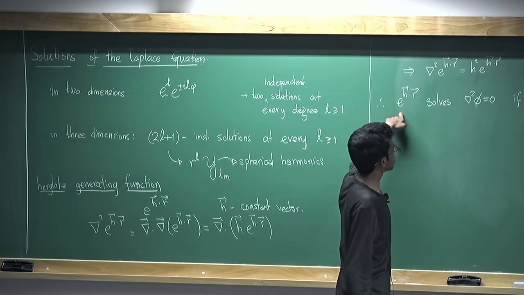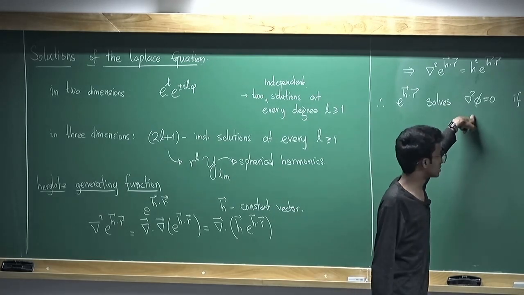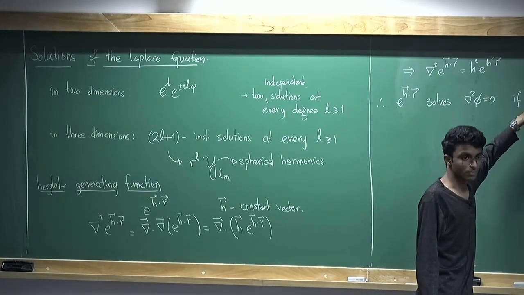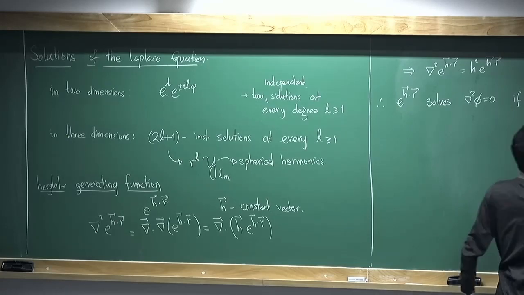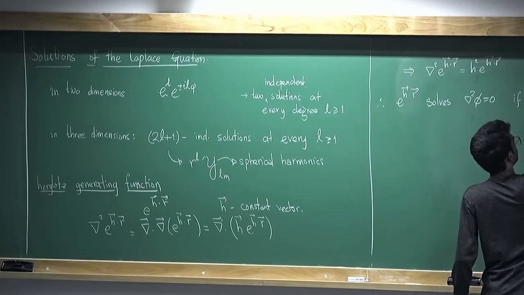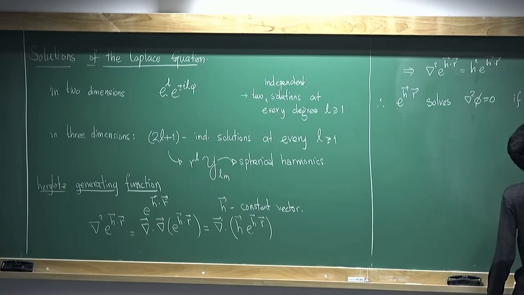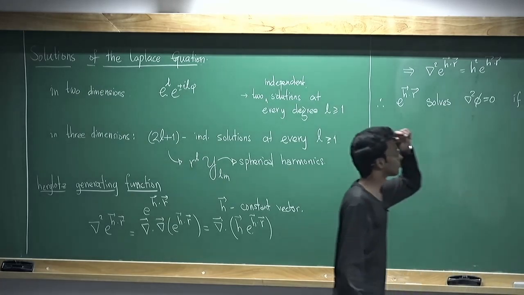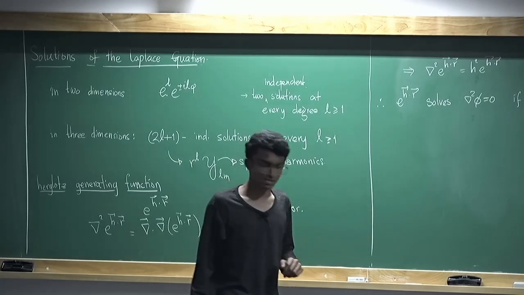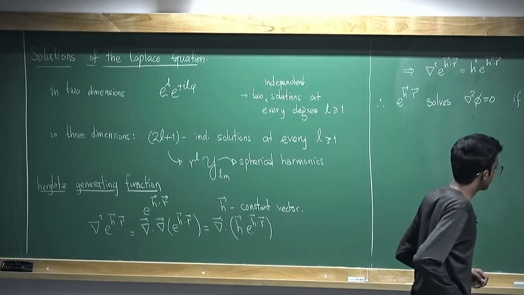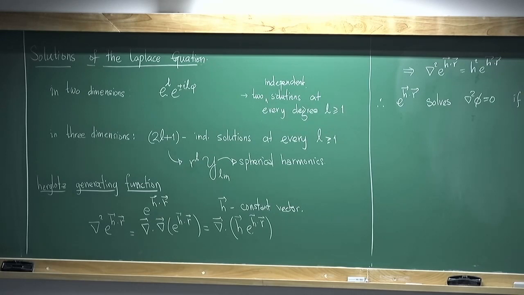So e to the h dot r still solves grad squared phi equal to 0 if h squared equal to 0, but h squared equal to 0 does not imply h vector equal to 0 if the components hx, hy, hz belong to the complex numbers. And that observation will be crucial to us. Is it fine? Cool.